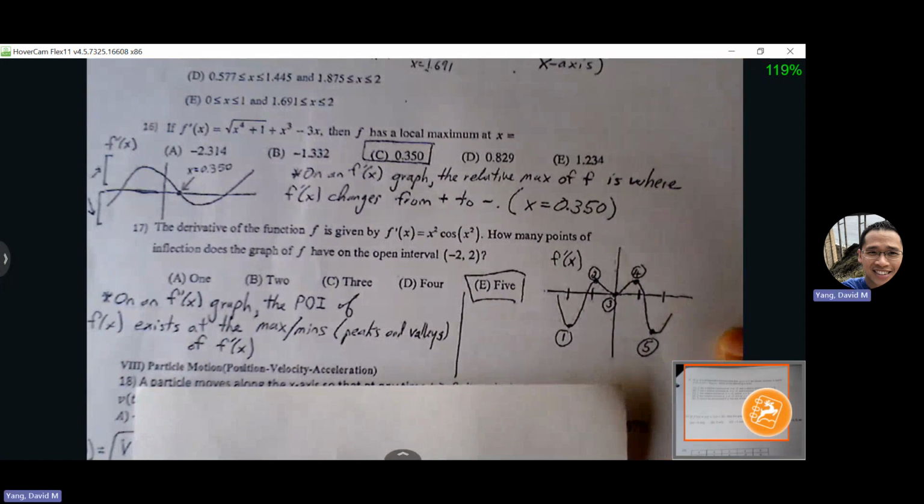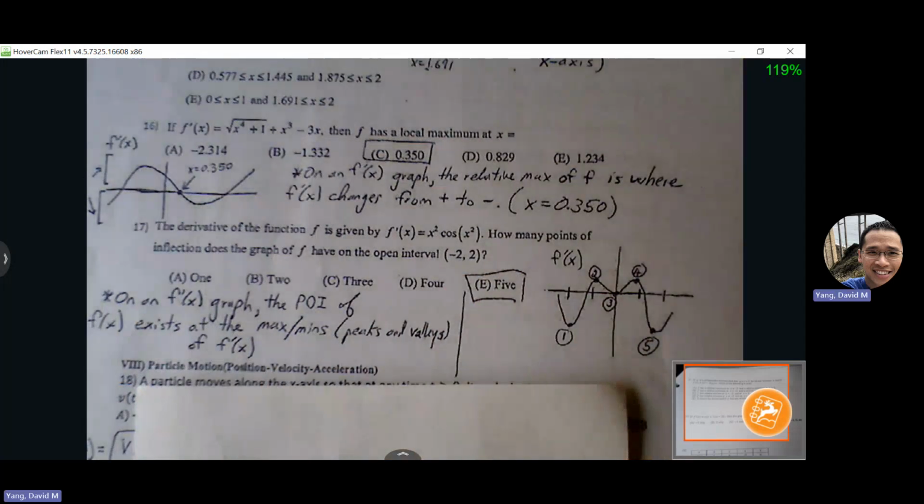So here's my f prime. Again, they tell you the interval. So -2 to 2, you can set your window, x and y from -2 to 2, and then I didn't have to look to my x-intercept anymore. I just have to look to see where my peaks and valleys are. I have 5 peaks and valleys, right? 1, 2, 3, 4, 5.